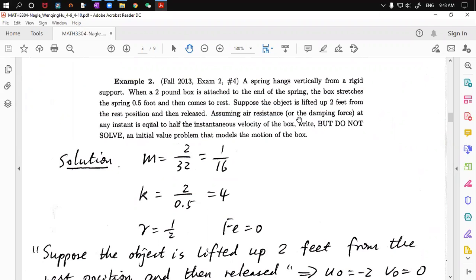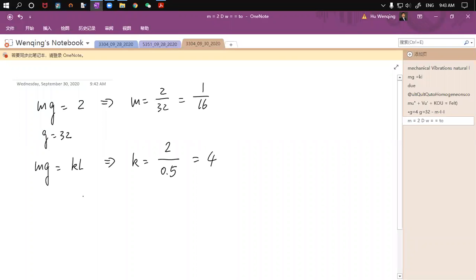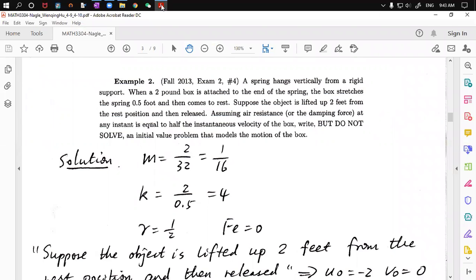Now, what about the gamma, the damping constant? Well, the air resistance, or the damping force, is kind of clear. It's equal to half the instantaneous velocity. So that means the damping constant is just 1/2. Is that good, family? External forcing is 0.